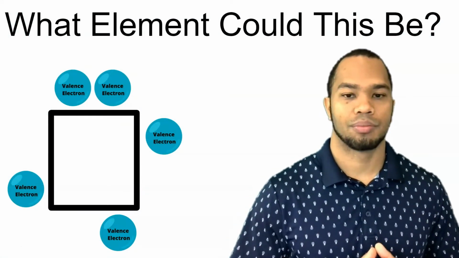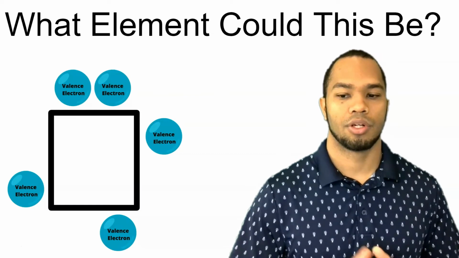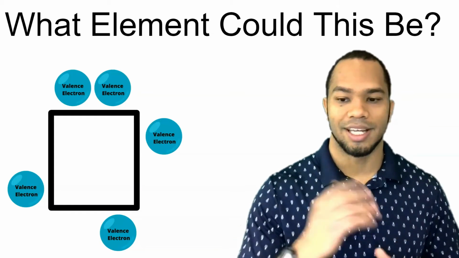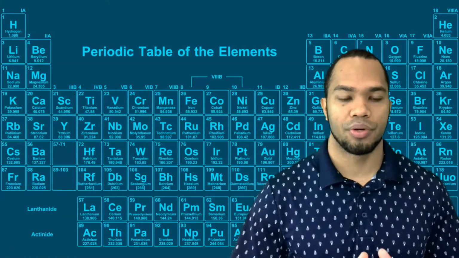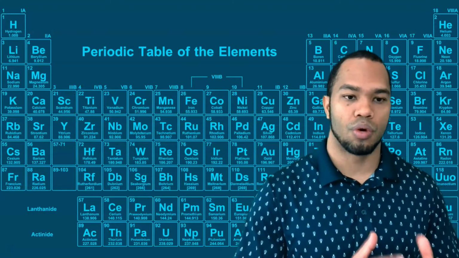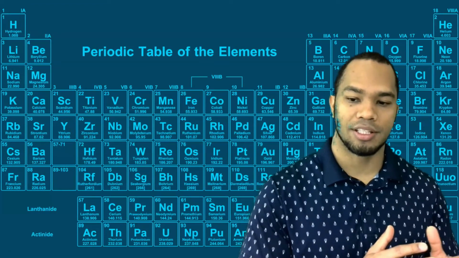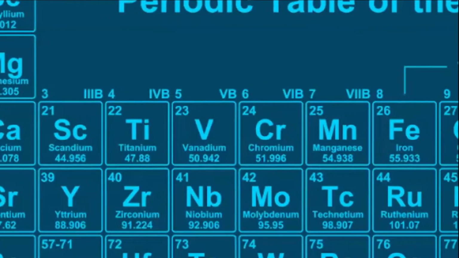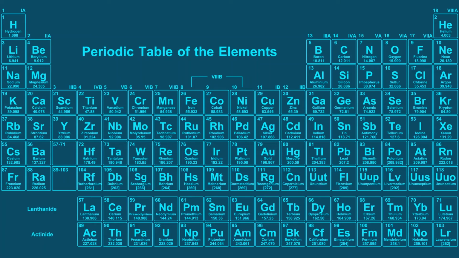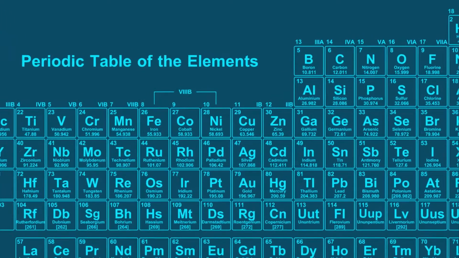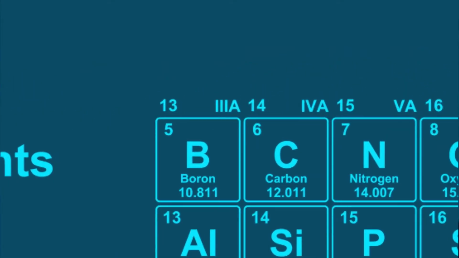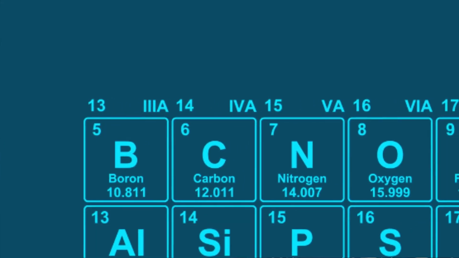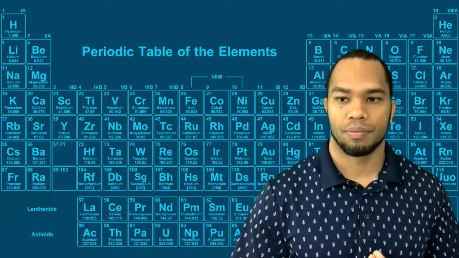What about this example? What element could this be? Go ahead and count the number of valence electrons. We see that it is 5. We go back to the periodic table. Remember that groups 1 and 2 have 1 valence electron and 2 valence electrons respectively. Then we skip groups 3 to 12 because they have varying valence electrons. So group 13, they have 3 valence electrons. Group 14 has 4. Group 15, 5, so on and so forth.